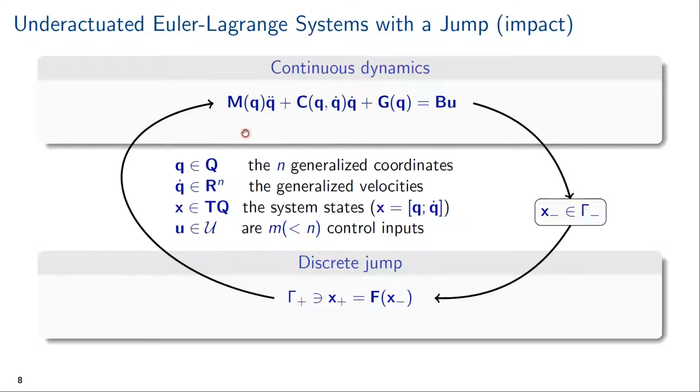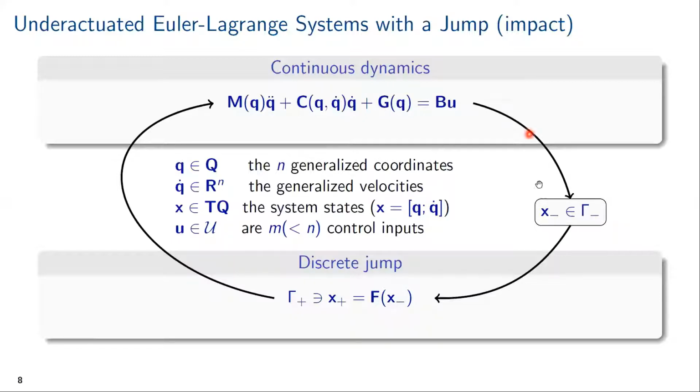So I won't go too much into detail on this system, but basically the dynamics may be written in this form. Here q are the generalized coordinates, q dot are the derivatives or the generalized velocities, q double dot their accelerations. We denote by x the states, which are just the configuration, generalized coordinates and their velocities. And u are the control inputs, of which there are m, which are less than the degrees of freedom, since we assume the system to be underactuated.